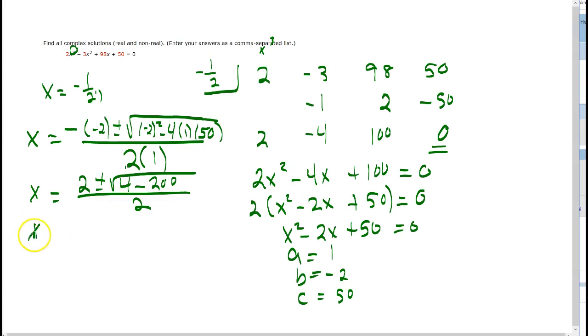And so I get x equals 2 plus or minus the square root of 4 minus 200, which is negative 196, over 2. So that negative under that square root tells me I'm going to have a complex answer. So the other 2 zeros are going to be complex numbers, and that's all because of that negative being under that square root. So now we need to simplify and figure out what that complex number is going to be. We could play around with our calculator and see what we can do with that 196 to see if it will simplify for us.